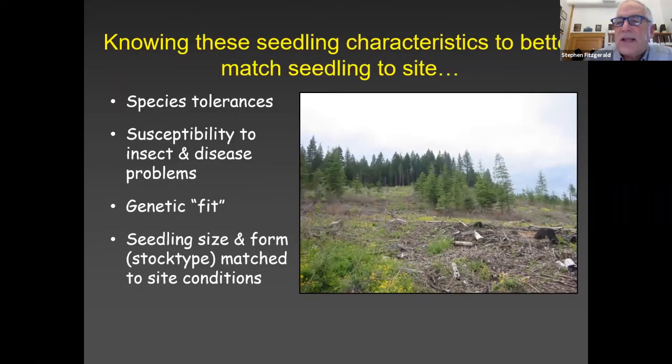So knowing these seedling characteristics, you can do a better job of trying to match the seedling or species to the site. And so we're going to talk about species tolerance to environmental stressors, and a little bit on their susceptibility to insects and disease. We're going to talk about a genetic fit and, with respect to that, a little bit about climate change, and take a look at seedling size and form. This is called the stock type. Not all seedlings that you purchase potentially from a nursery are the same. They have different sizes and ages.